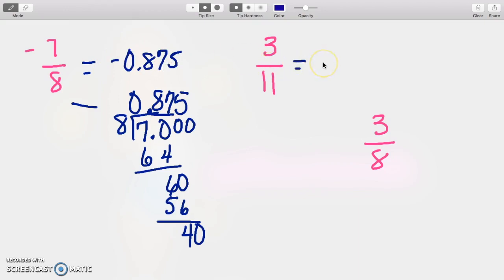For this one here, I'm not going to do the division. I'm just going to give you the answer, because you should be doing it along, but we're going to have 0.27, and if you divide it, you will see that that repeats.